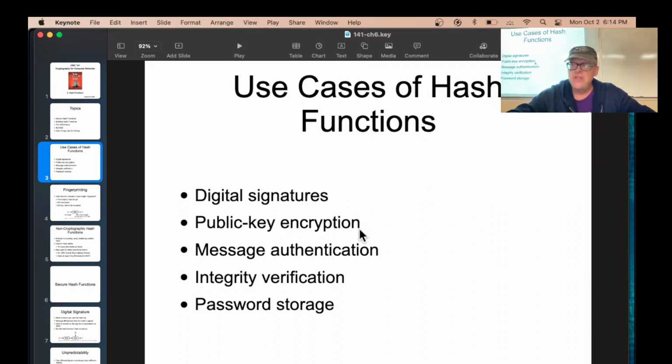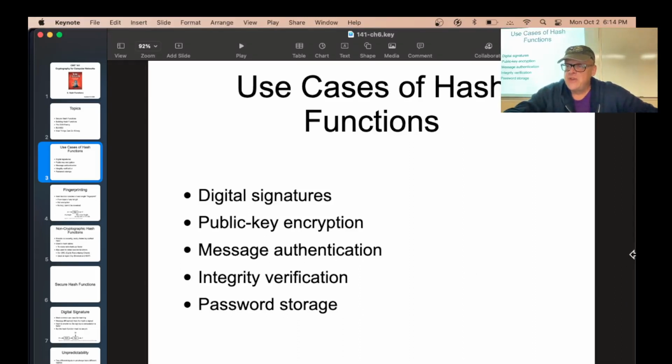Public key encryption uses hash functions. Almost everything on the internet does. And you can do password storage and password generation. Password generation is done with hash functions where you do key generation from a password, and you store passwords by hashing them, because then it's hard for someone to steal the password because of the preimage resistance, which we'll talk about. If you have the hash, it is very difficult to find the input that would create that hash. That is called preimage resistance.